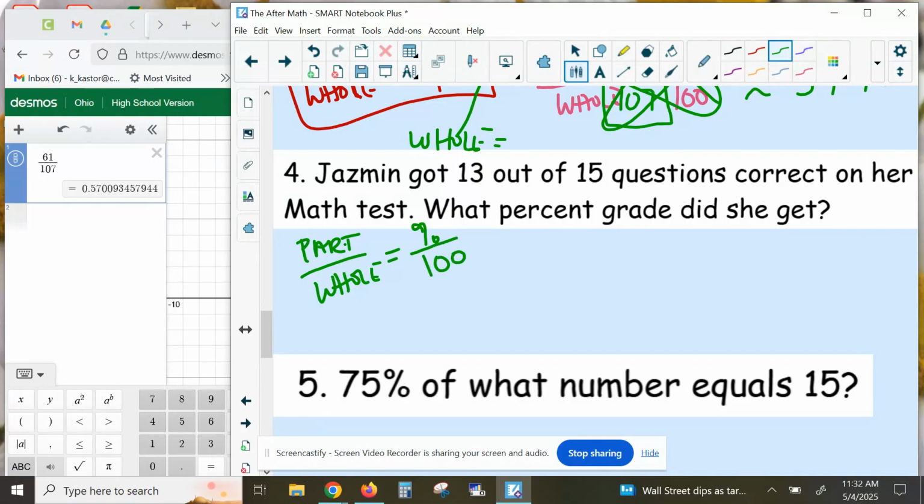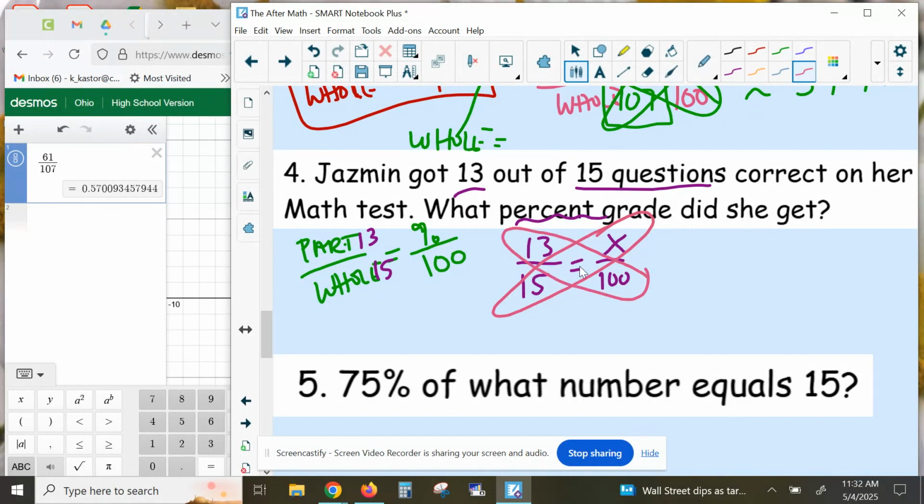So what is the part she got correct? 13. So 13 is going to go on the top. What is the whole? Out of 15 questions, that's the whole. So we're going to have 13 over 15 equals the percent, that's what we want to know, let's call that x, over 100. So we could just divide that and get the decimal and move it over like we did in the last one. But let's go ahead and do this one like a proportion, just so we know both ways work.